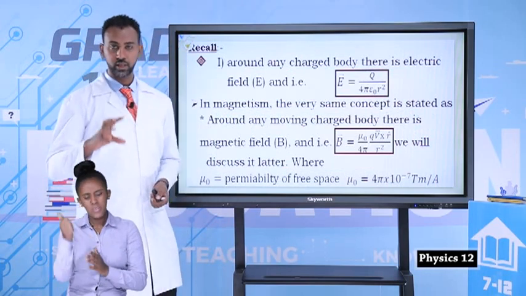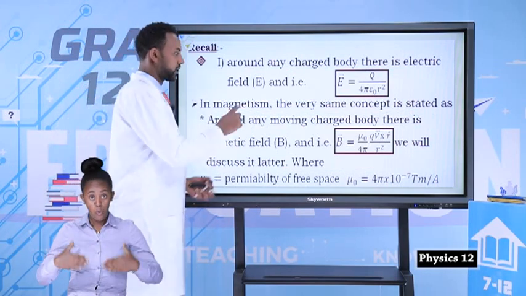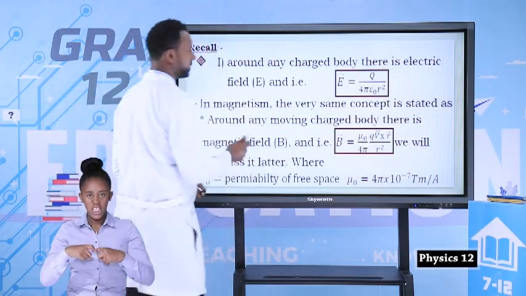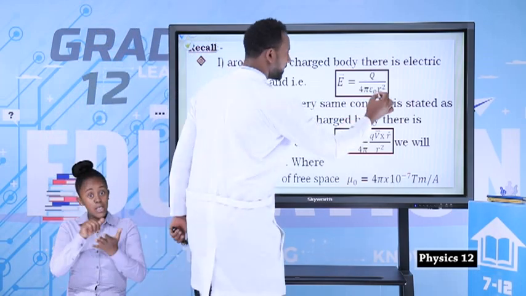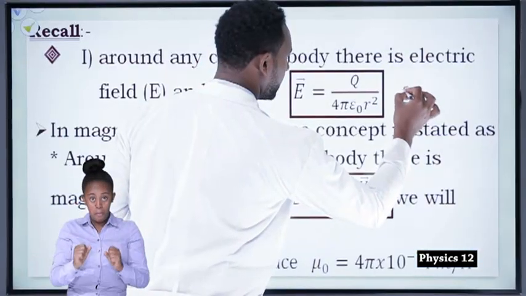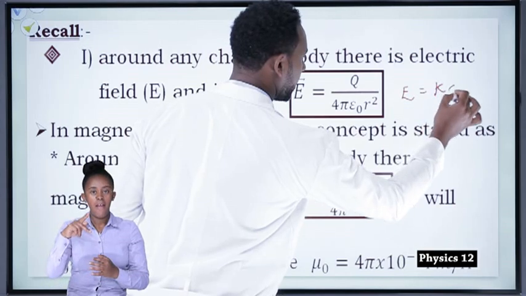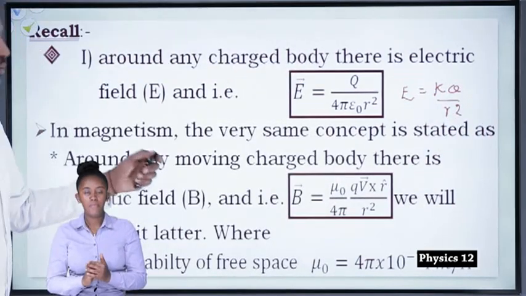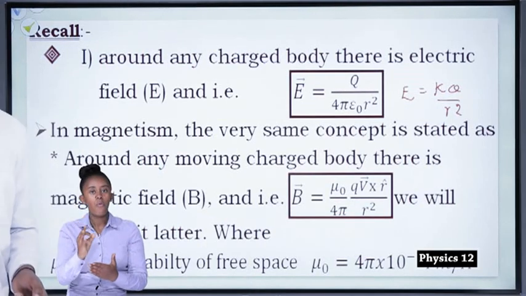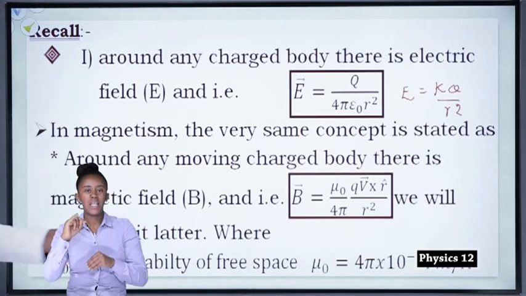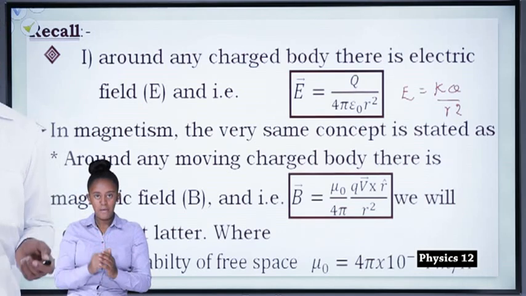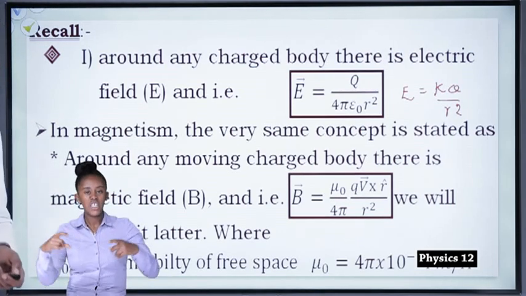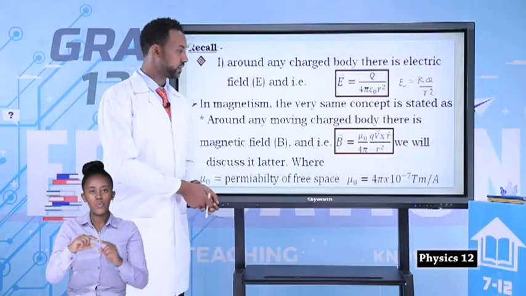So the point that we have discussed here is that around any charged body, there is an electric field, and that electric field can be determined as KQ over R squared. This was the concept of electrostatics. And the other point, in magnetism, the same expression is found. Around a moving charged body, it's possible to determine a magnetic field.